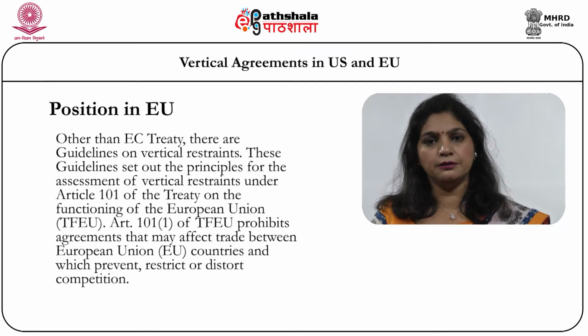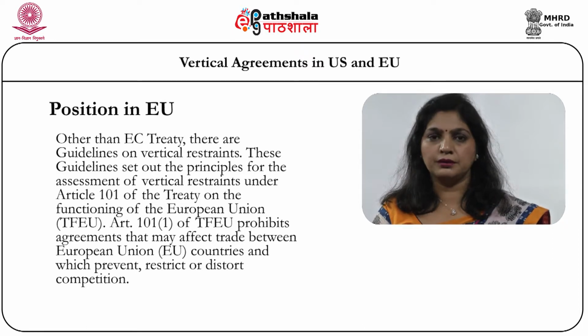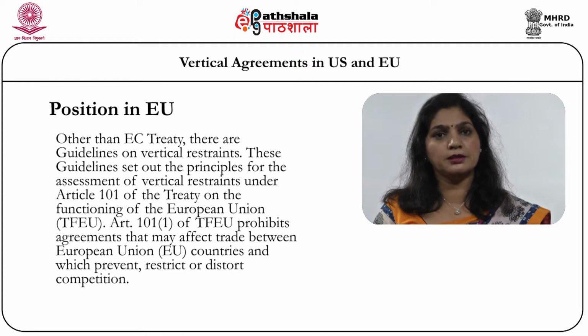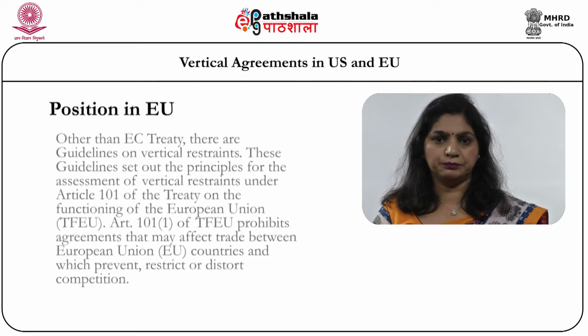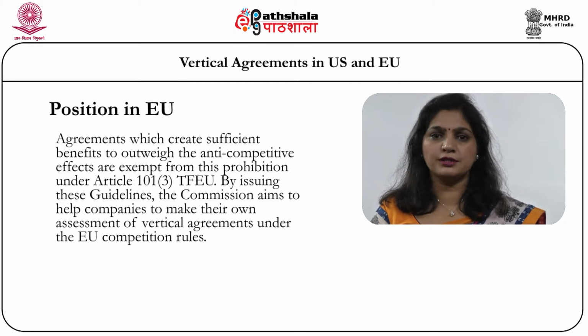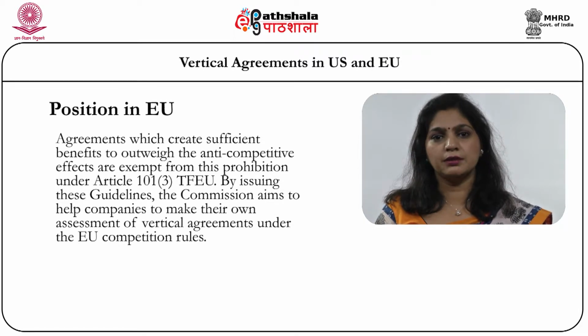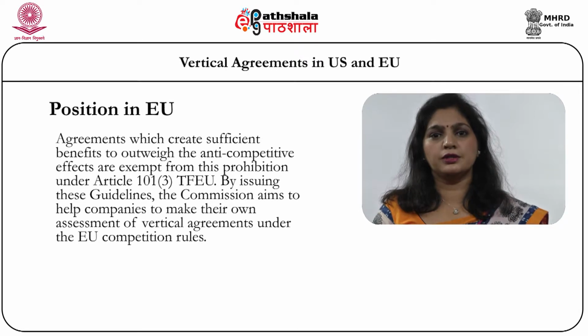Further, other than this EC treaty, there are guidelines on vertical restraints. These guidelines set out the principles for the assessment of vertical restraints under Article 101 of the Treaty on the Functioning of the European Union, which we may term as TFEU. Article 101 subsection 1 of TFEU prohibits agreements that may affect trade between European Union countries and which prevent, restrict or distort competition. Agreements which create sufficient benefits to outweigh the anti-competitive effects are exempted from this prohibition under Article 101 subsection 3 of this treaty.